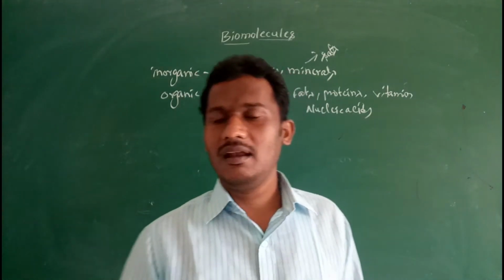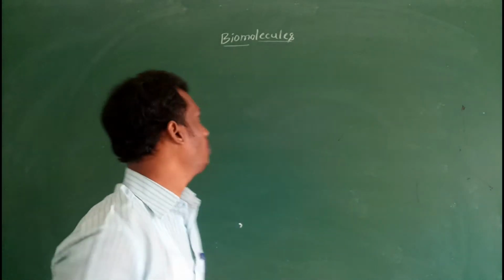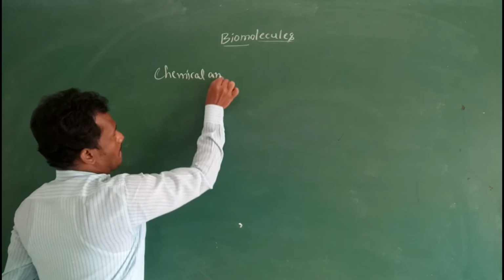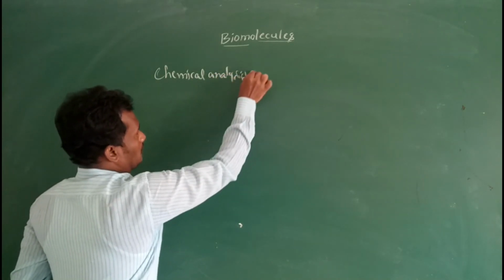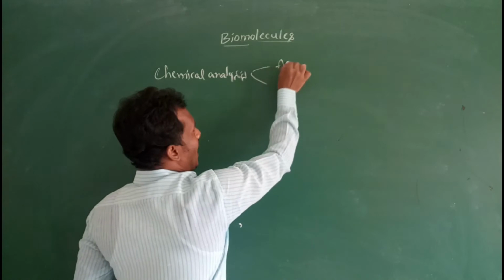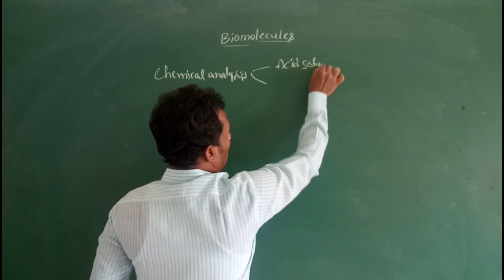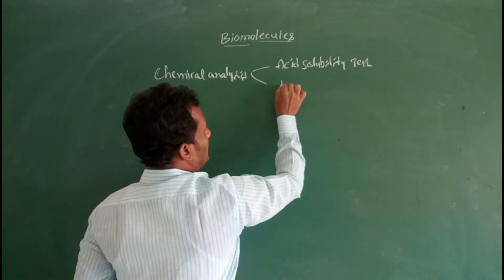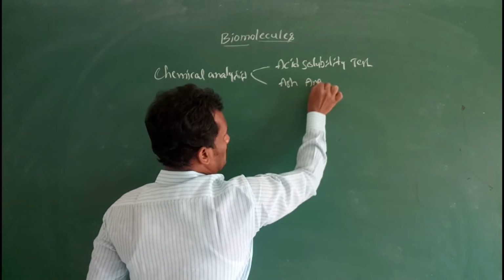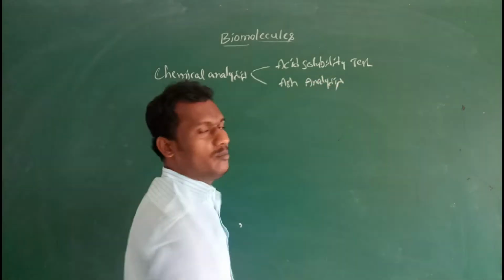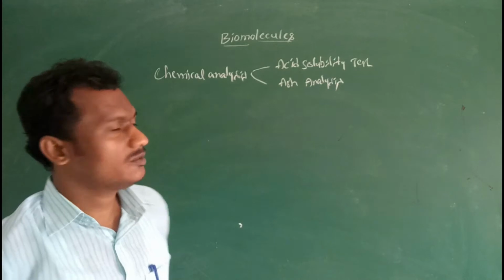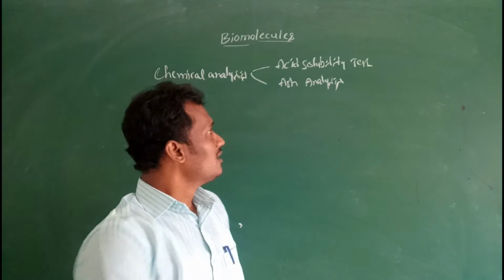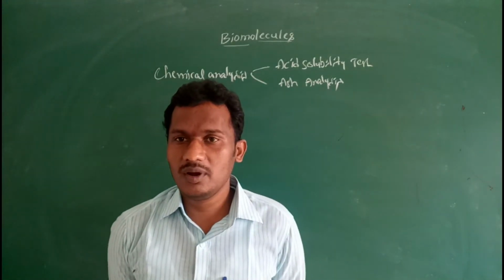Generally, chemical analysis is of two types. The first one is the acid solubility test. The second one is ash analysis. So chemical analysis is of two types: first, the acid solubility test, and second, ash analysis. First, coming to the acid solubility test.